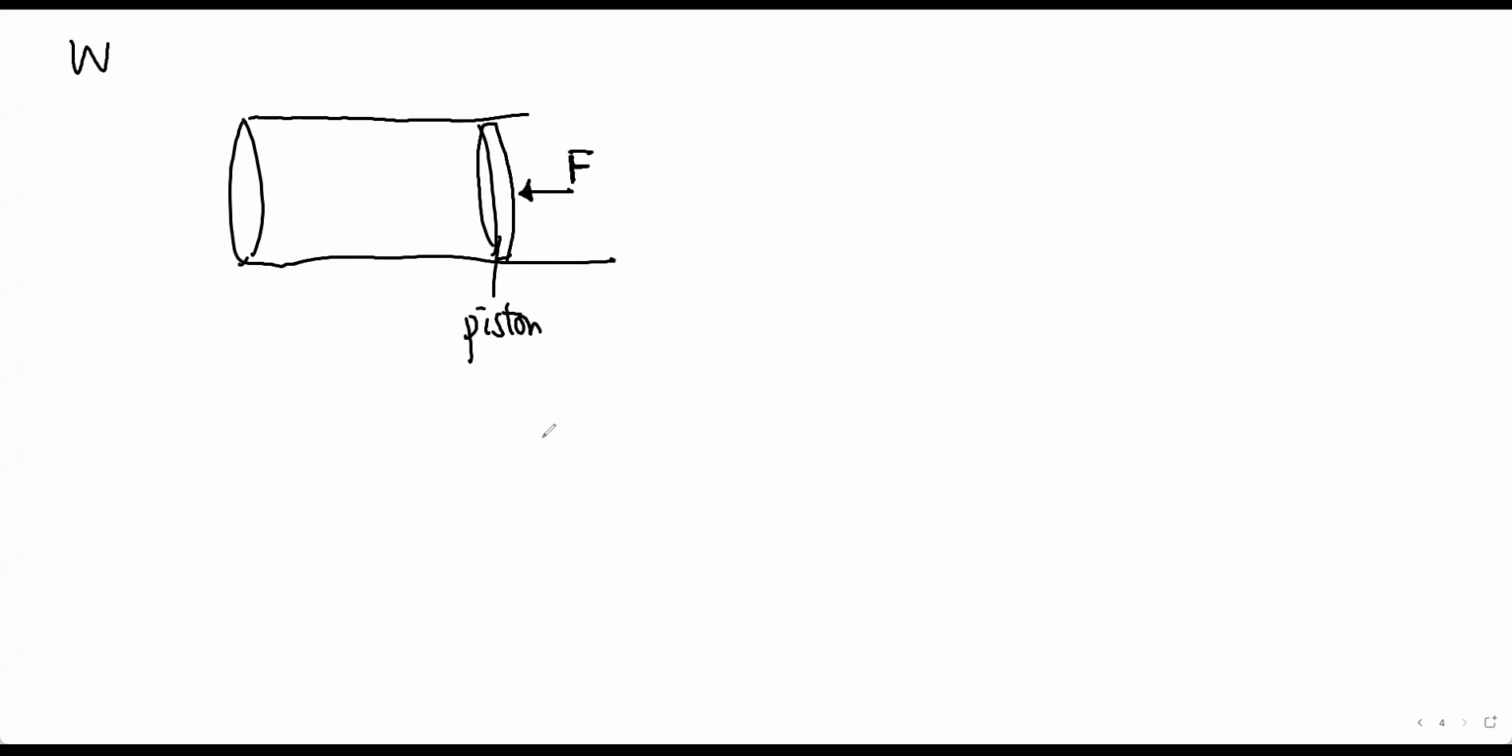You can push it. When you push it, that means you are doing work on the gas. And then we want to find that work done.